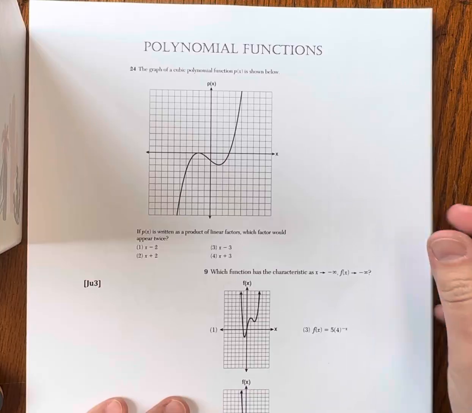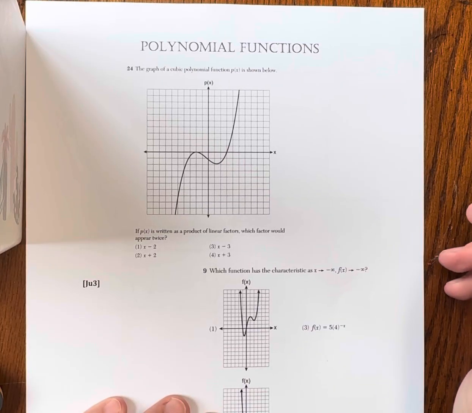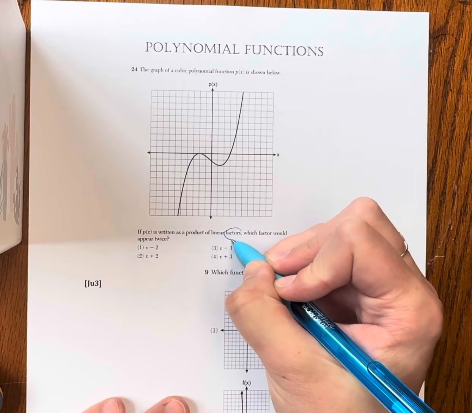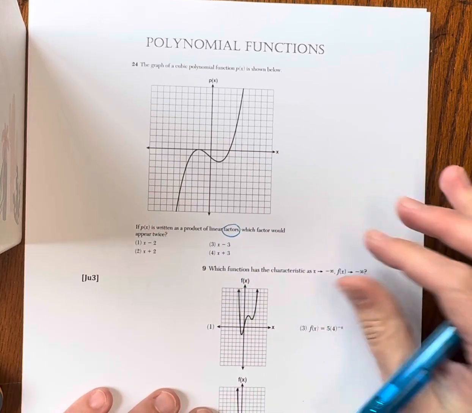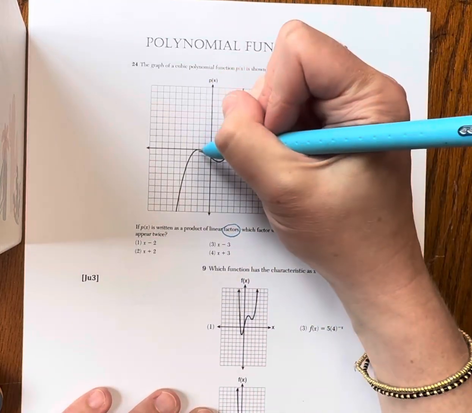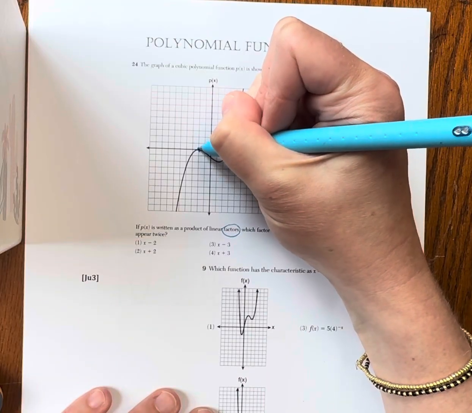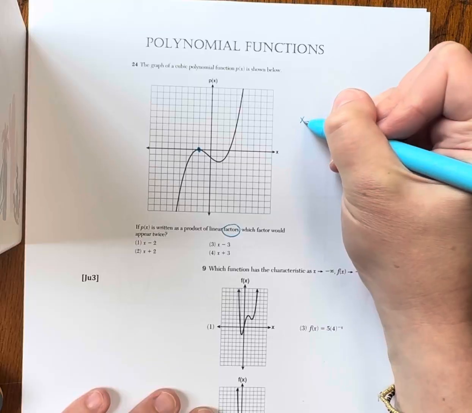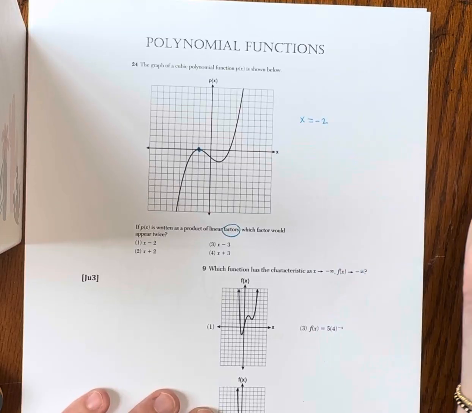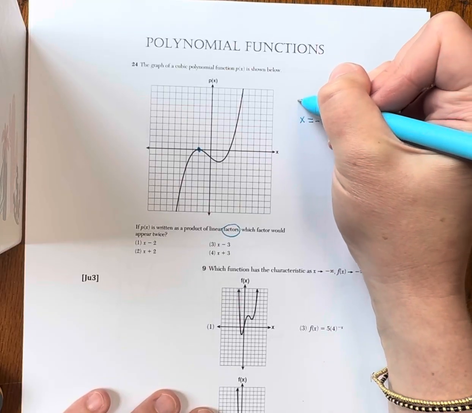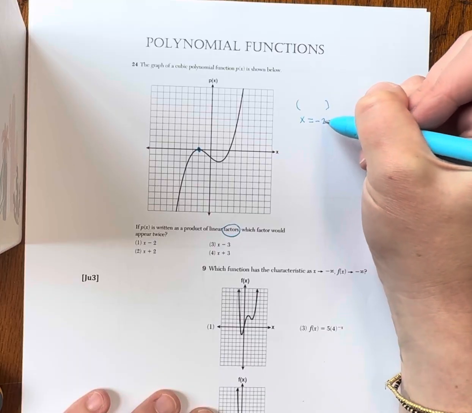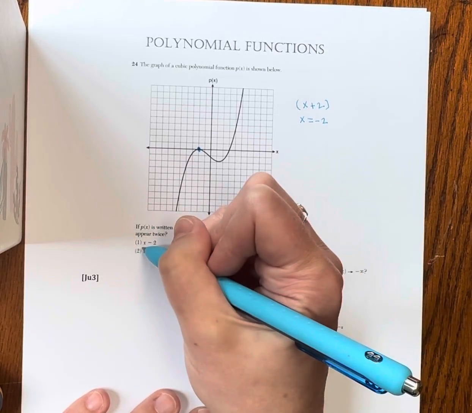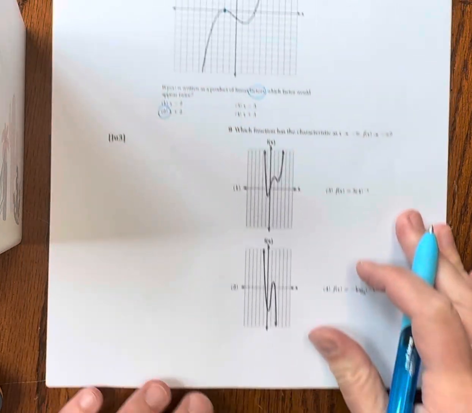24 says, the graph of a polynomial function is shown below. If p of x is written as a product of linear factors, so in factored form, which factor would appear twice? So the one that'll appear twice is the one that's associated with this point where it's tangent. So this is happening at x equals negative 2, but this is not the factor, right? If you factored, the answer negative 2 would come from a factor of x plus 2. So I'm looking for option 2 there.